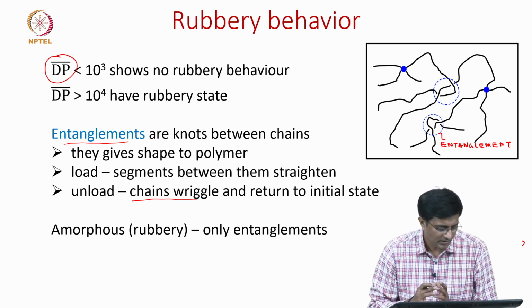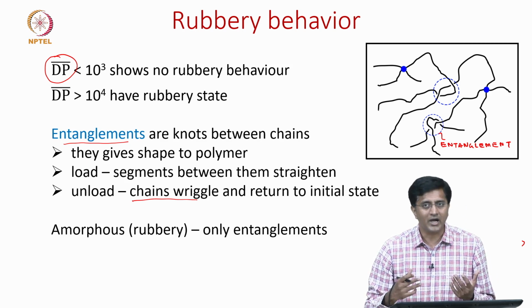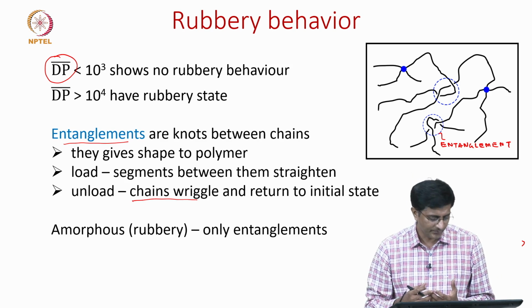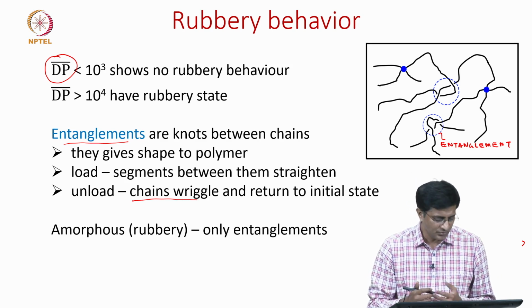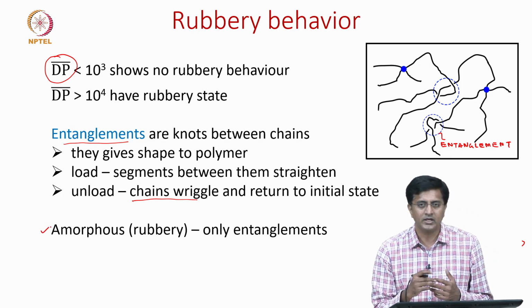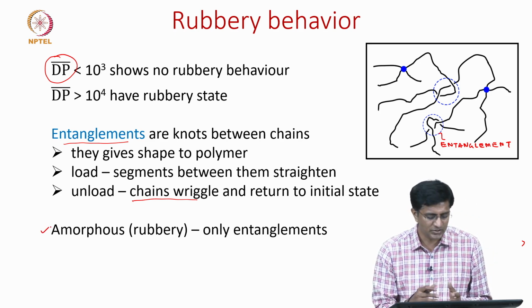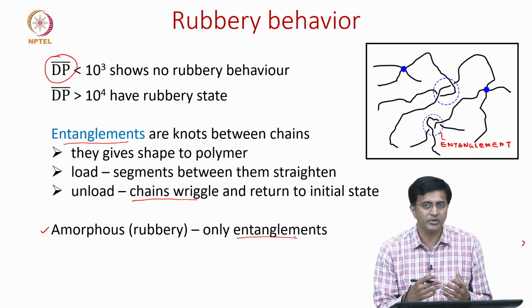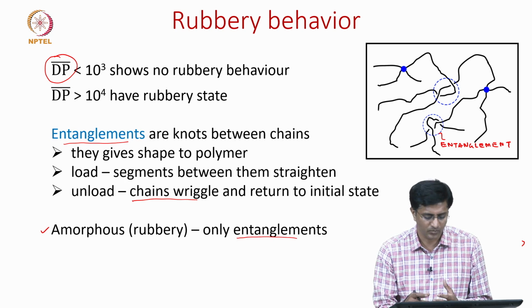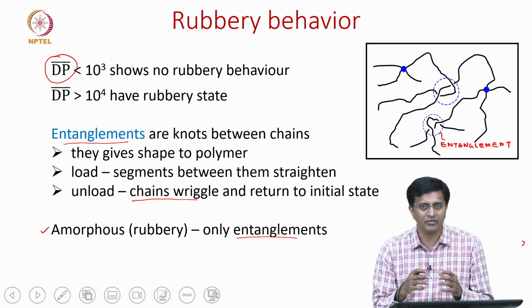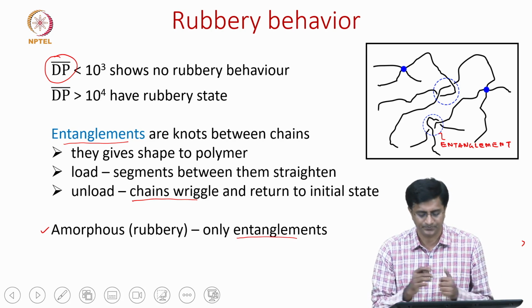Okay, now let us see, it is not like every time we have these entanglements, it all depends on the polymer structure. So, when we look at amorphous polymers, amorphous meaning that there are no crosslinks, which means it has only entanglements. So, it shows rubbery behavior only when there are entanglements, and as we have seen here, these entanglements happen when these polymer chains are long.